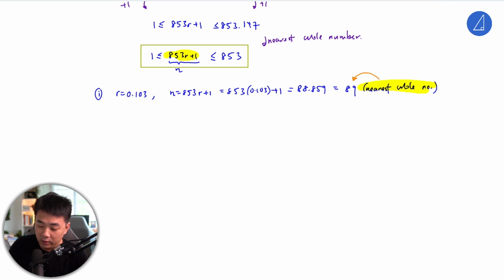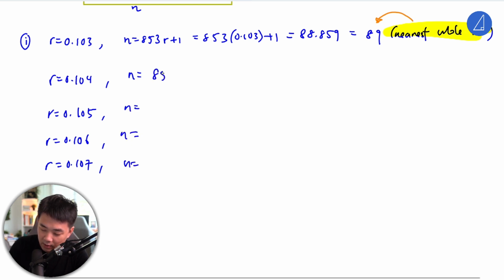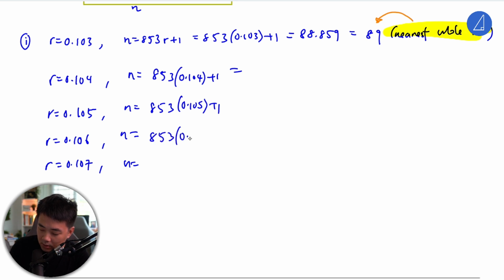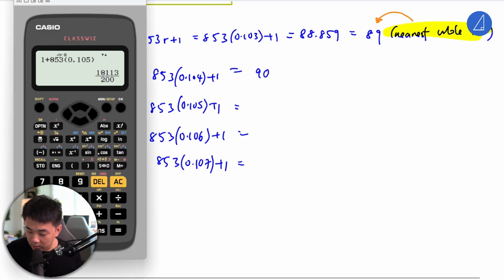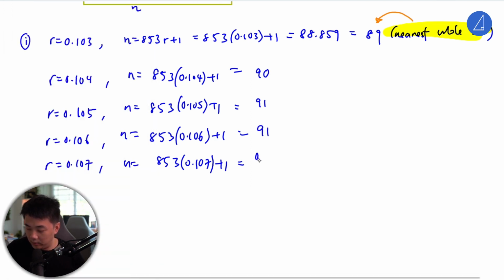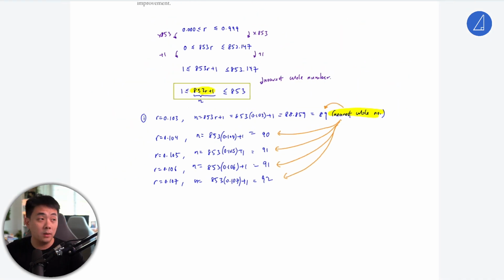So we're just going to run the algorithm through the rest of it. r goes to 0.104, 0.105, 0.106, r equals 0.107. Just follow the algorithm set by the student. So n equals 853 times 0.104 plus 1, and so on. Just use a calculator. I'm just going to round to the nearest whole number. This will be 90. Then the next one will be 90, then 91, right? This case will also be 91, and this case here will have 92. So these are all the students who will be selected.